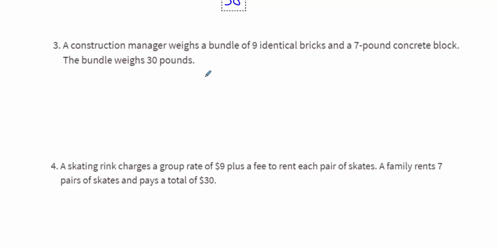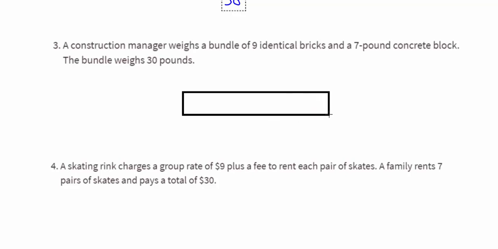Okay, number 3. A construction manager weighs a bundle of 9 identical bricks and a 7-pound concrete block. The bundle weighs 30 pounds. So I'm going to draw my rectangle. And this rectangle represents all of the pounds of concrete and bricks. And it weighs a total of 30 pounds. So here's my 30 pounds it weighs.